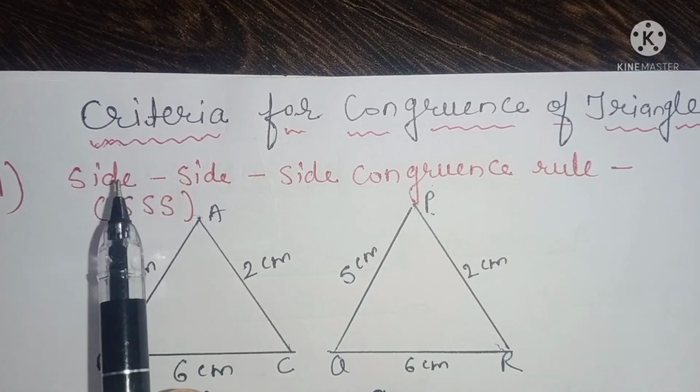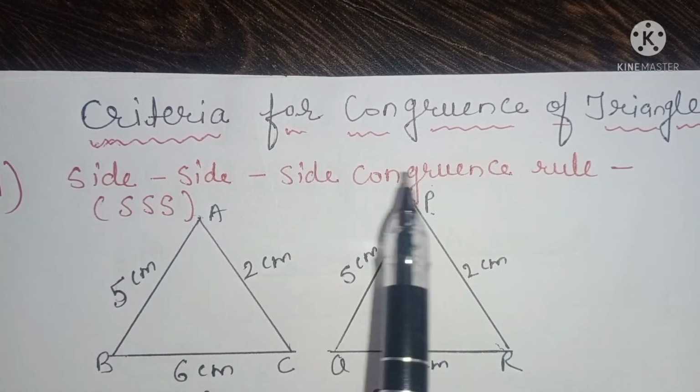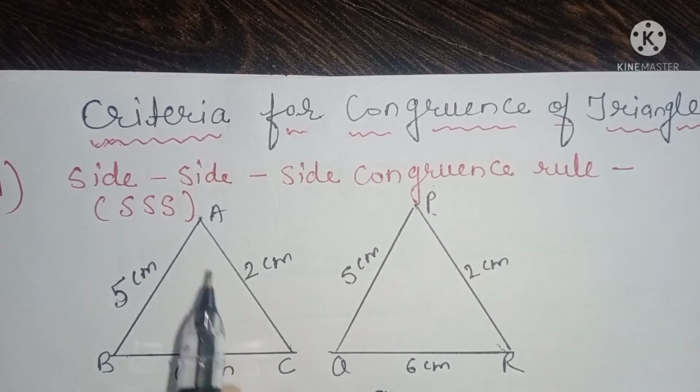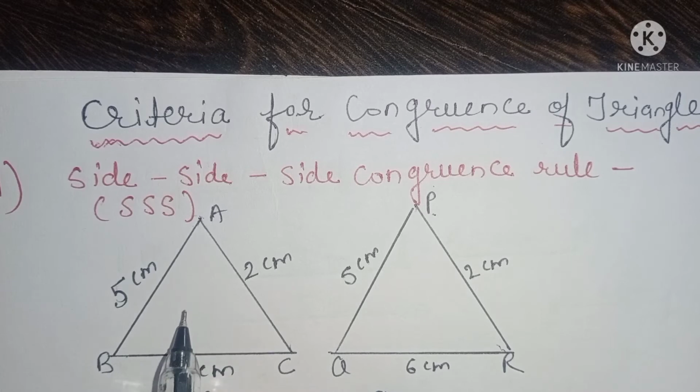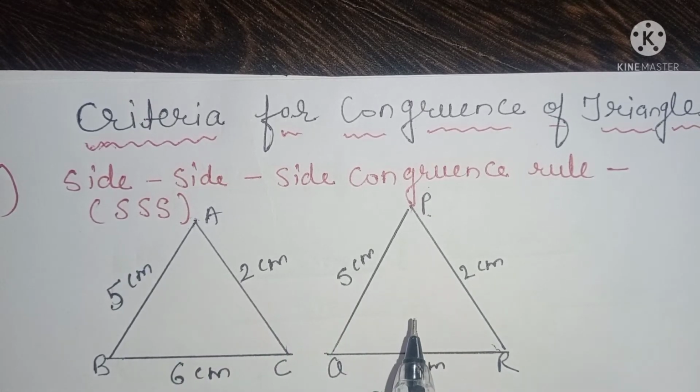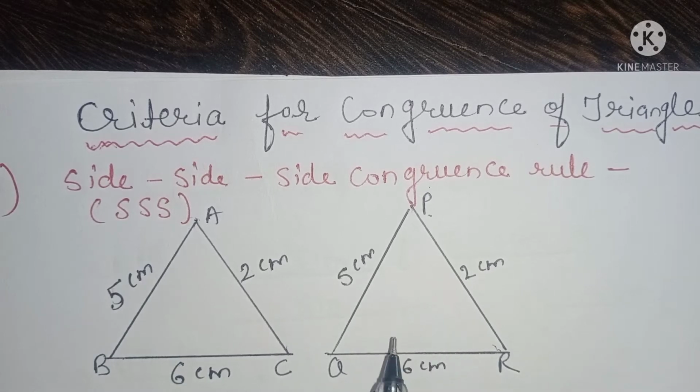As the name indicates, side congruence rule. According to this rule, if 3 sides of one triangle are equal to the 3 sides of another triangle, then we can say the two triangles are congruent by SSS congruence criteria.